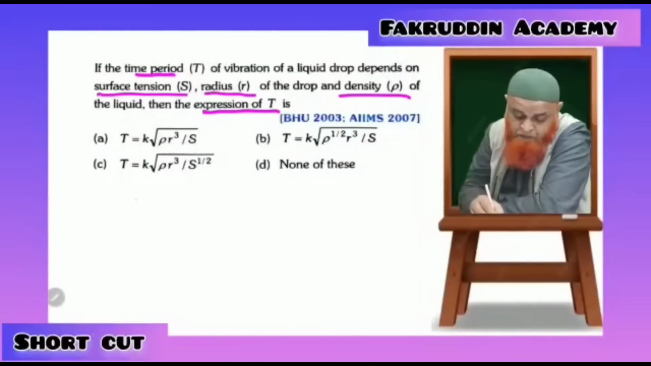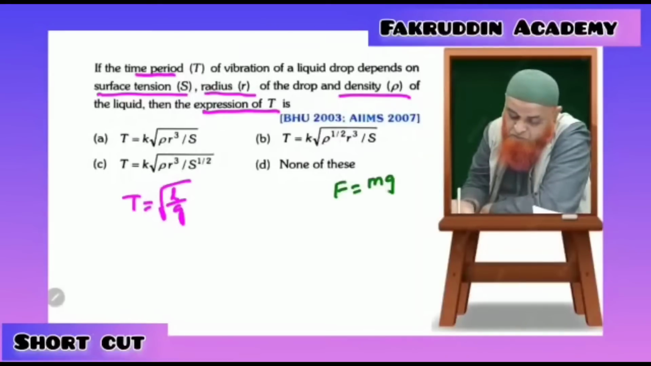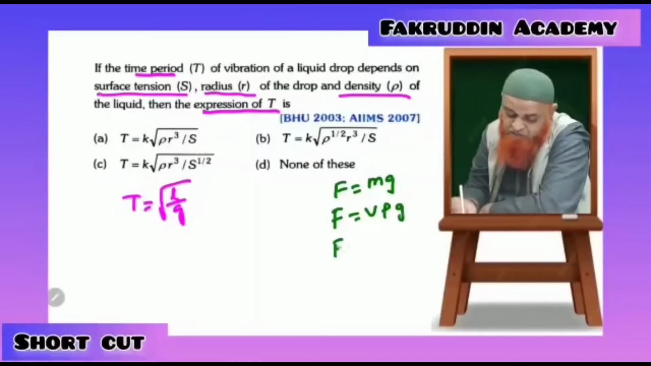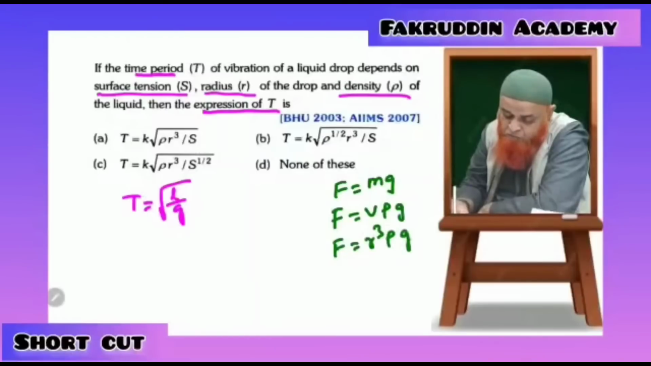Let me discuss here. You all know time period is equal to square root of L by g. And let us take here now force is equal to mass into gravity. Now, mass is equal to volume into density. Now, volume is nothing but r cube. Let us take volume means length into breadth into height, which is taken as r cube. So, force is r cube rho into g here.